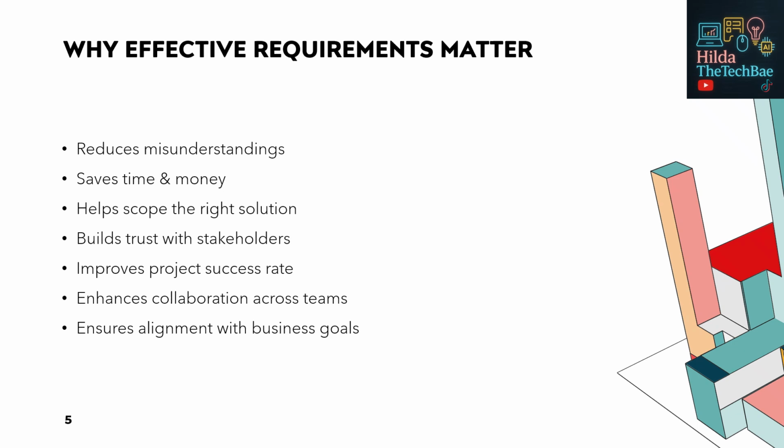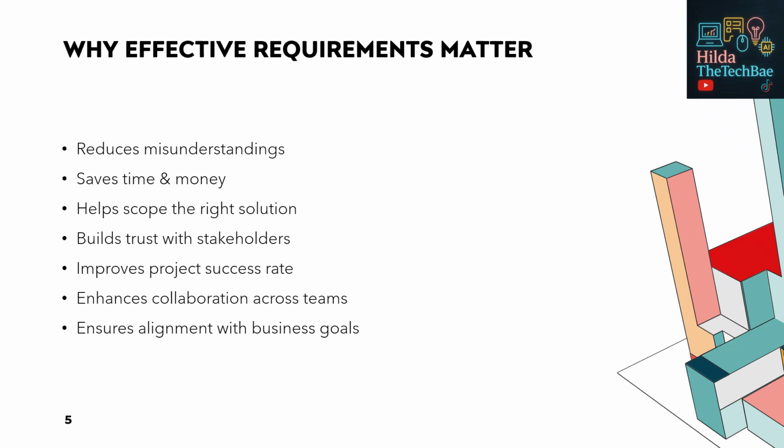Next, let's see why effective requirements really matter. If you've ever heard "that's not what I asked for" during a project, you already know the pain of unclear requirements. Effective requirements eliminate confusion and help every team member, from the developers to executives, to stay on the same page. So this helps to prevent scope creep, reduce rework, and help you to deliver exactly what the business needs faster and more cost effectively. Plus, when stakeholders see their needs reflected accurately in the documentation, it helps build trust and foster better collaboration. Also, it creates a shared understanding of what success looks like.